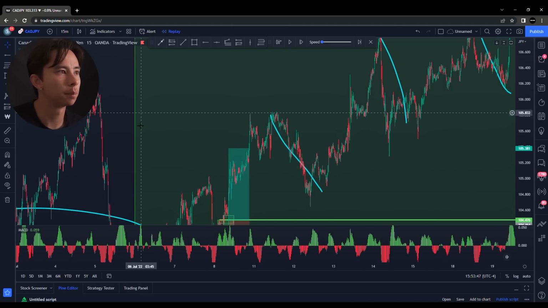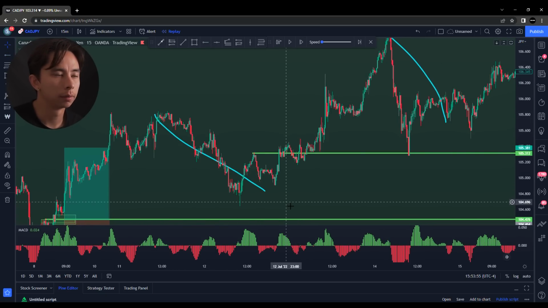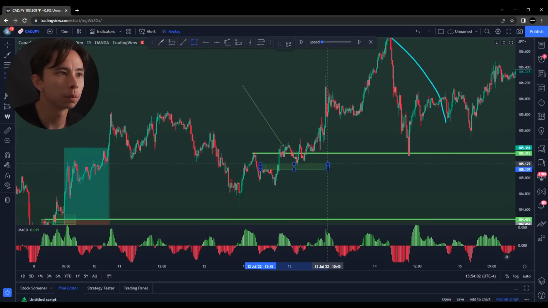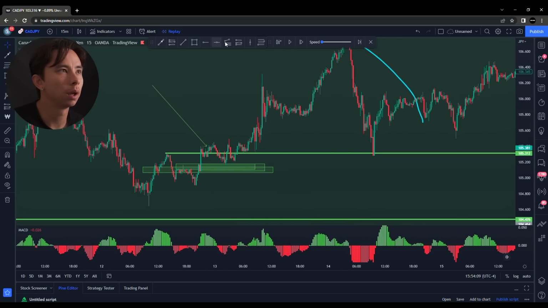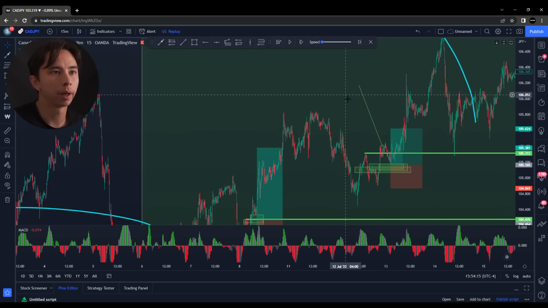Next pullback. Same thing here. We have this nice little pullback. Okay, cool. Where are we going to enter? Well, you mark out the lower high. There's the lower high. It breaks the lower high. It pulls back into some liquidity. We got wicks, we got an order block here, we got some nice little volume in there, and we enter. We'd enter right on that wick here and cover anything below that.